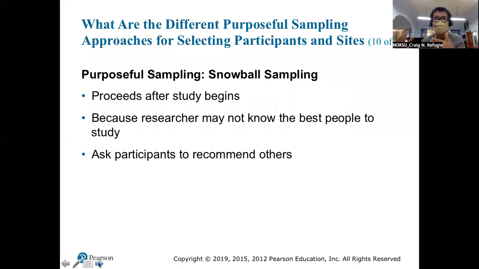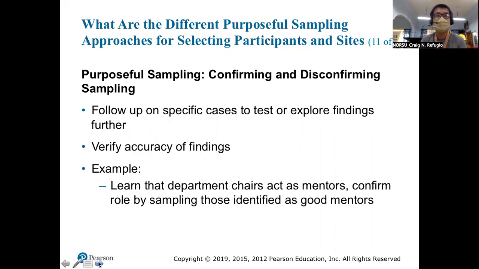And then snowball sampling design. It proceeds after the study begins because the researcher may not know the best people to study as participants, so participants recommend others. I mentioned that already earlier about snowball sampling design.